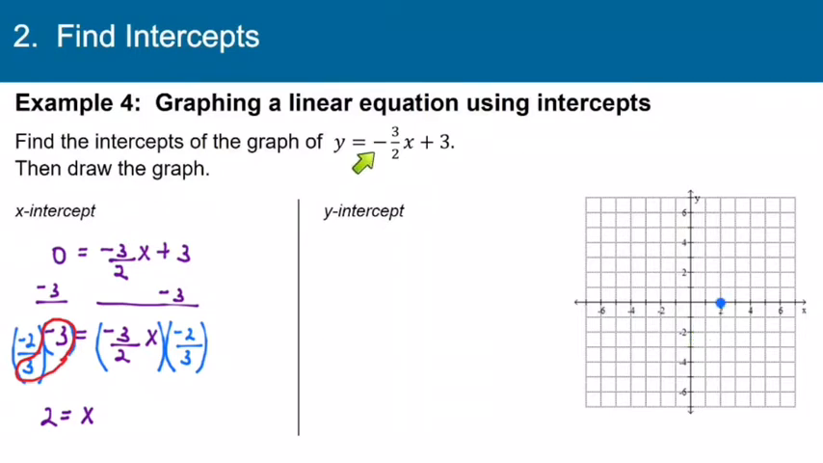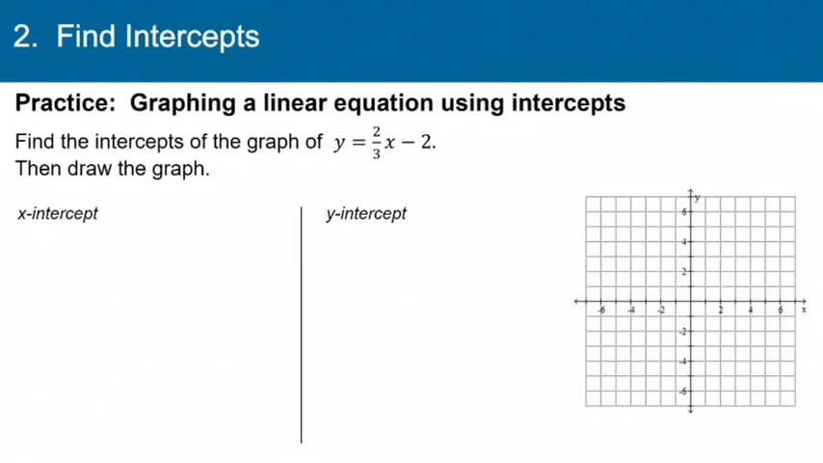And now let's find the y-intercept. So we'll plug in 0 for x. That's going to give us y equals negative 3/2 times 0 plus 3. So of course here 0 times negative 3/2 is 0, and we see that the y-intercept is 3. So I'll put my dot here on the y-axis. And now we can just draw the straight line that goes through those 2 points. And there's our graph.